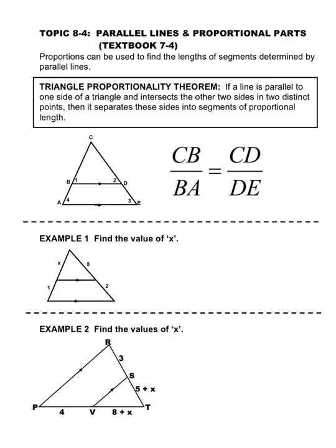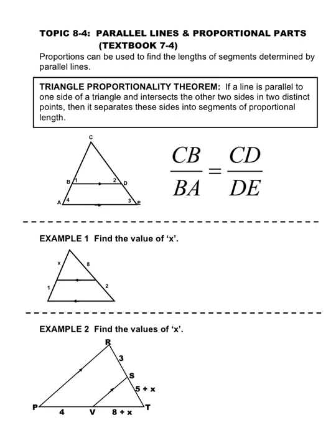This theorem states that if a line is parallel to one side of a triangle and intersects the two other sides in two distinct points, then it separates these sides into segments of proportional length. If we look at this example here, we have a set of parallel lines, and one of them is located within the larger triangle. When it is cut up like this, we can say that CB over BA is proportional to CD over DE. So both of those segments are going to be proportional.